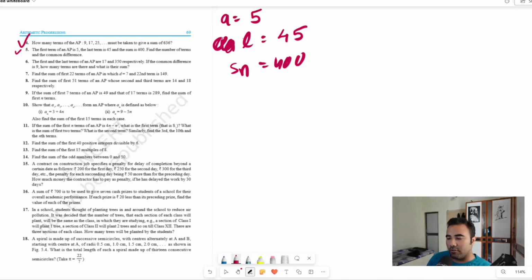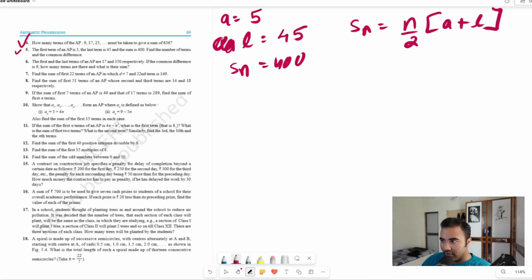I think for the number of terms, there was one formula: Sn is equal to n by 2 (a plus L). When you know the first term and the last term, you can use this formula. But in question number 5, the sum is given. Still, this formula stands valid because there will only be n as unknown. Let's try this.